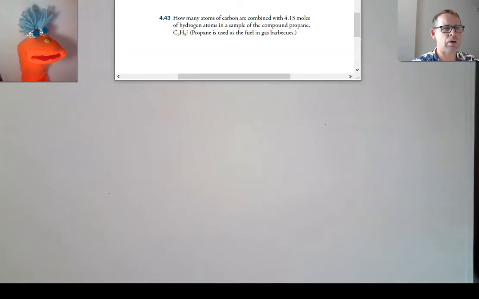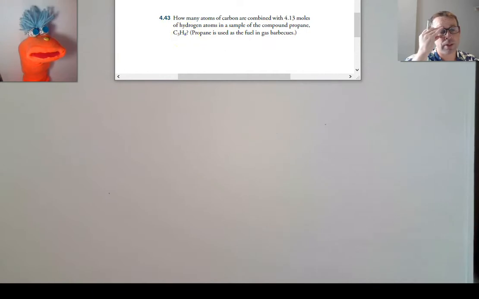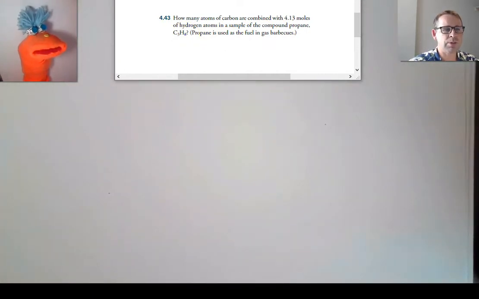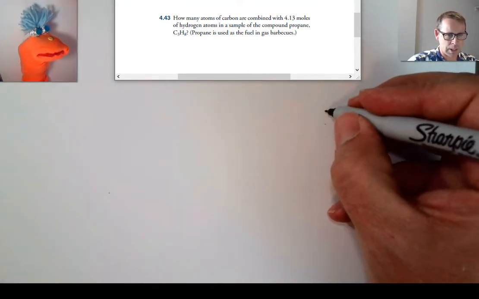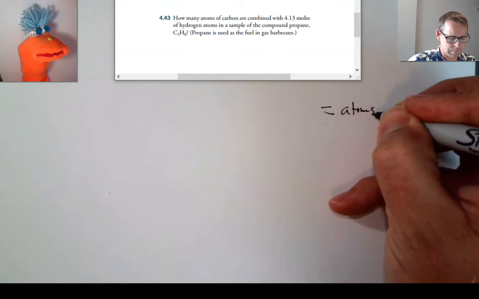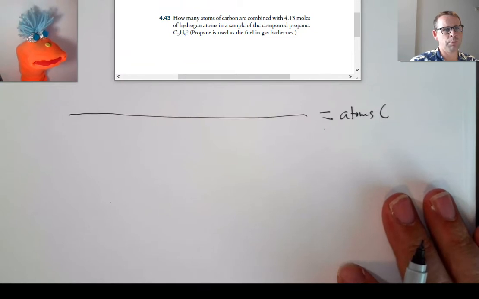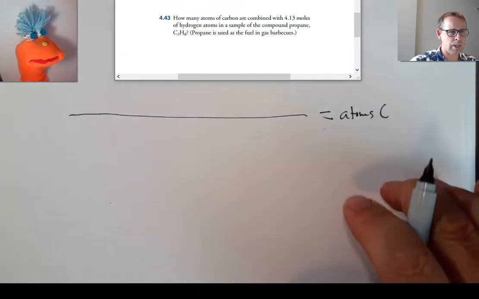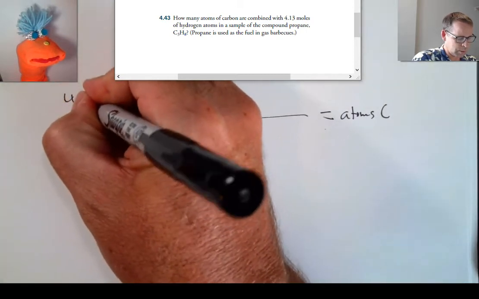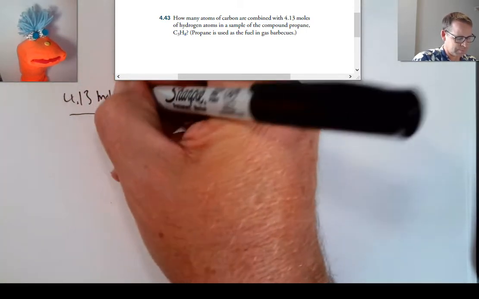Okay, good. Okay, so how many atoms of carbon are combined with 4.13 moles of hydrogen atoms in a sample of the compound propane, C3H8? That's what we use in barbecues, right? Propane gas. So what goes to the right of the equal sign? How many atoms of carbon? Very good. Equal sign, atoms of carbon. Starting with what? 4.13 moles of hydrogen atoms. Okay. 4.13 moles of hydrogen atoms.